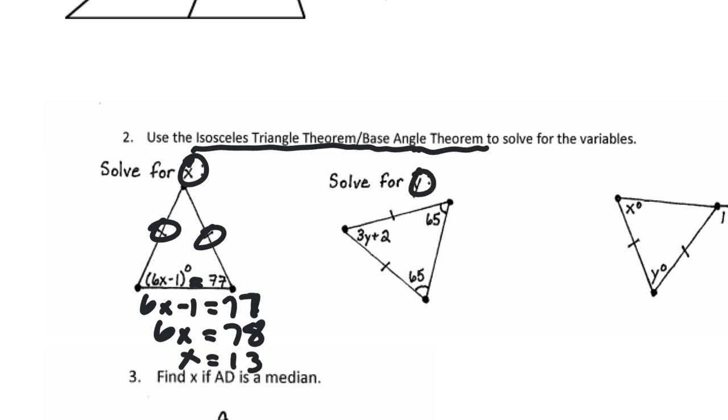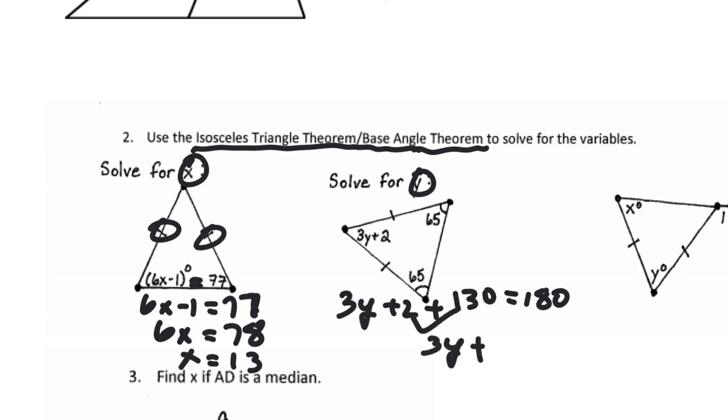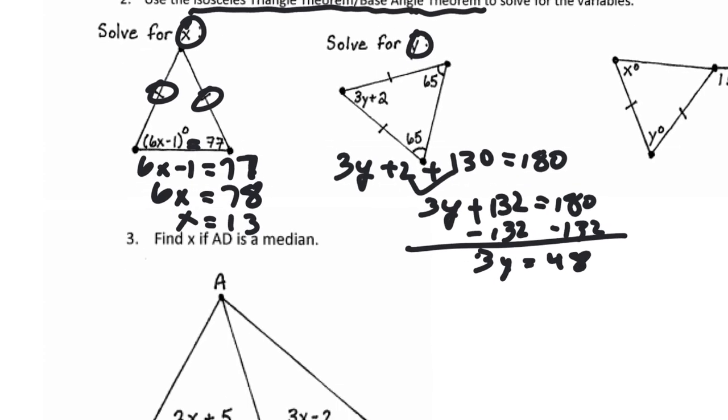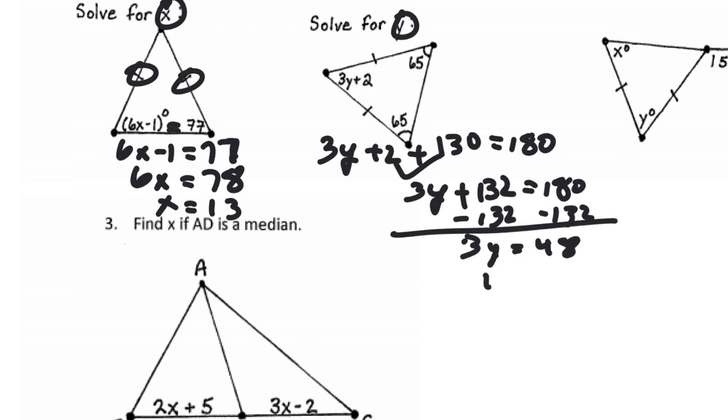Now, yeah, these are isosceles triangles that we're looking at, but I also have to remember that all three of the angles add up to 180 degrees. So this is just an equation: 3y plus 2 plus, I could do 65 plus 65, which is 130, and all that equals 180. Now I'm going to combine like terms, so that's going to give me 3y plus 132 equals 180. Okay, in order to solve this, I've got to subtract 132 from both sides, and that's going to give me 3y is equal to 48. Okay, now if I divide both sides by 3, I get 16.